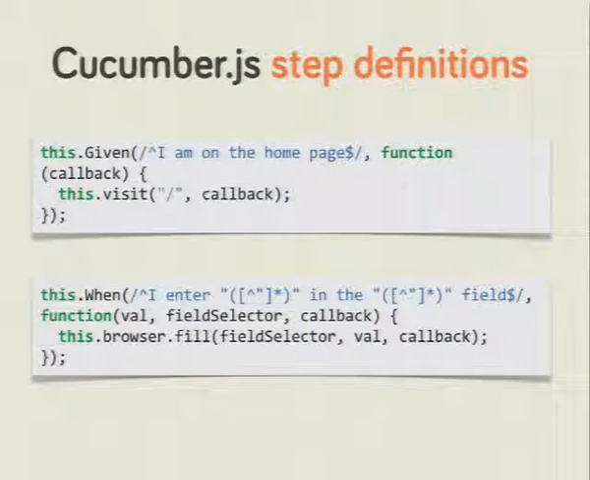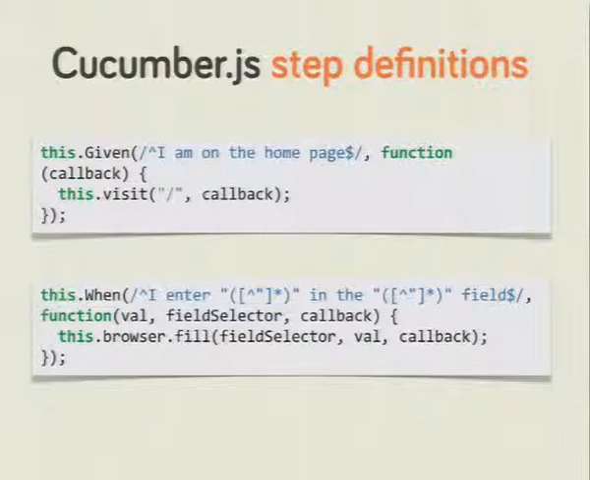But the point is that Cucumber can parse this into real JavaScript steps to run in your acceptance test framework. So as an example here, we have the given step, given I am on the home page, that just translates to running a visit command on the Zombie headless browser. And for each step, we have a callback function that's passed in. And we have to call this callback at some stage to basically tell Cucumber that step is finished and move on to the next one.